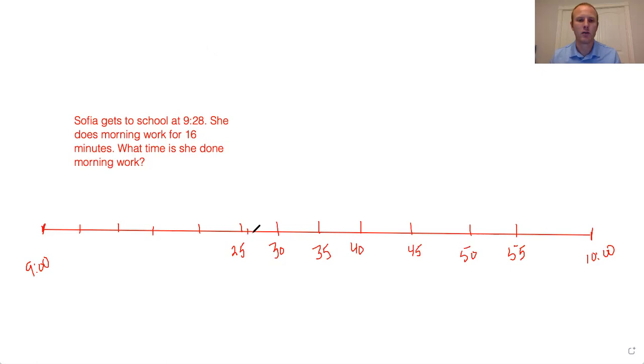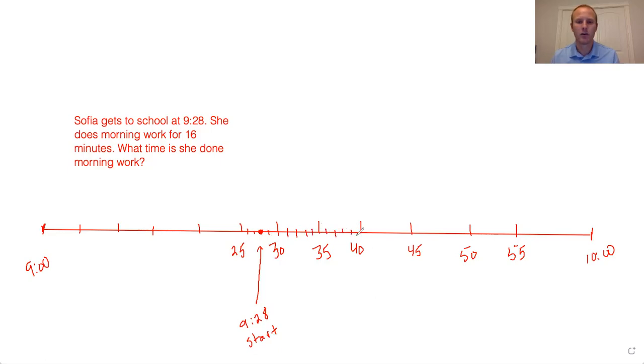So 9:25, 9:26, 27, 28, 29, 30. So it's right there. That's my starting point, and I'll label that for you. 9:28, start. Okay. Now I'm going to go on 16 minutes. So I'm going to jump 10 minutes first, and then 6 minutes after that.